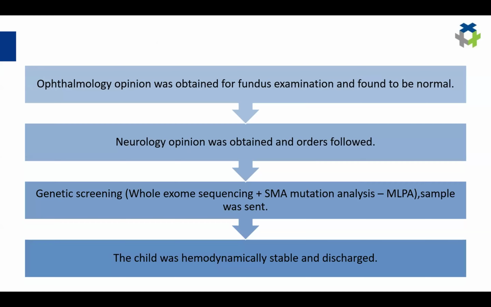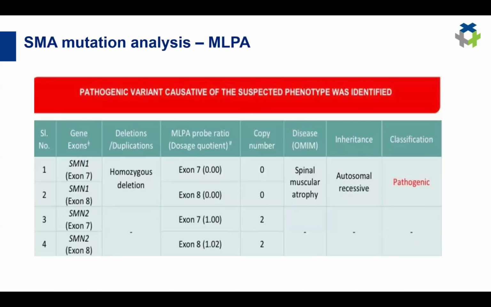So genetic screening for whole exome sequencing plus SMA mutation analysis, MLPA, sample was sent and the child was hemodynamically stable and discharged. Following which we received the report of the genetic study and found that on SMA mutation analysis in MLPA, SMN1 gene on exons 7 and 8 showed homozygous deletion, which is pathognomonic of spinal muscular atrophy.